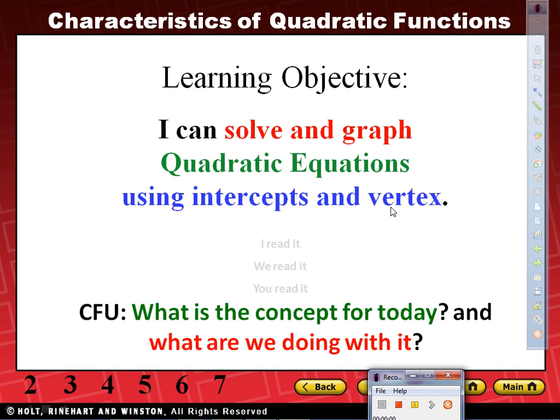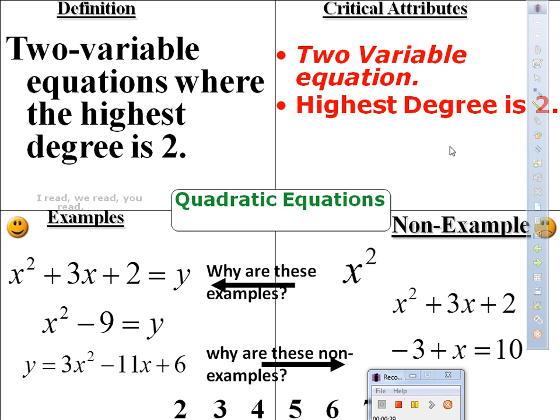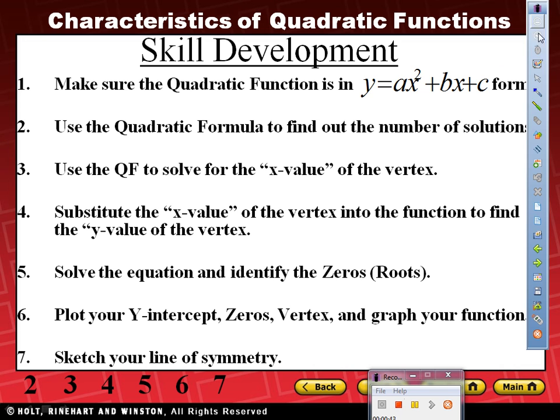So, like I said, yesterday was just a warm-up to today. Yesterday we did some graphing, and we already know how to solve equations three different ways, which is factoring, completing the square, and using the quadratic formula, right? And we already know what quadratic equations are, so we don't need a Frayer model, right? We know that they are two-variable equations, highest degree 2, and we have our steps.